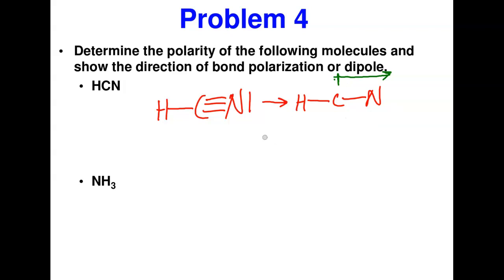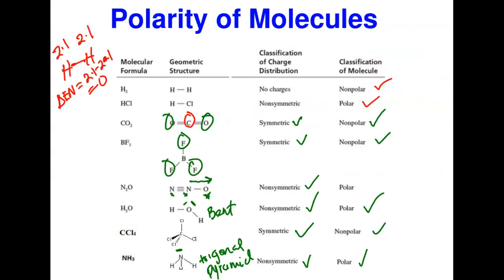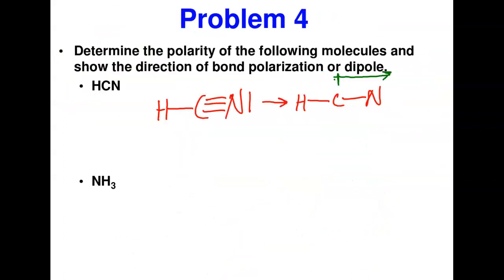Again, because this molecule is linear, like what we have in that table. If you look at that table again, we have three different atoms in a linear molecule like this. It is non-symmetric and it's going to be a polar molecule. In fact, carbon is less electronegative, so it is going to be partial positive. This is more electronegative, so it is going to be partial negative. The direction of bond polarization is going to look this way.